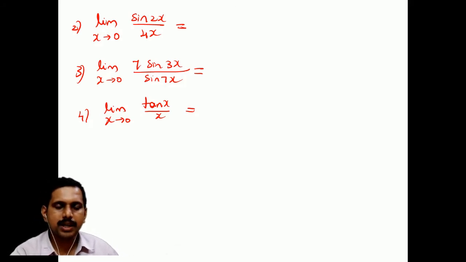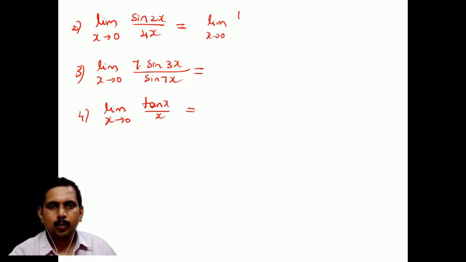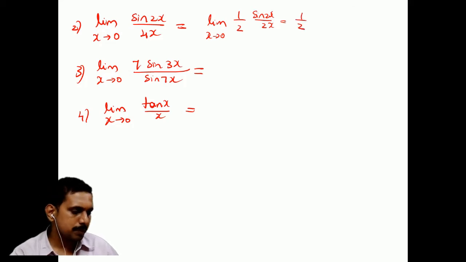Yes, student. Second one, what is the answer? Sir, 1 by 2. Very good. So the answer is 1 by 2. Students got it? So limit x tending to 0, this would be 1 by 2 into sine 2x by 2x, that is equal to 1 by 2 is the answer. Is it clear?